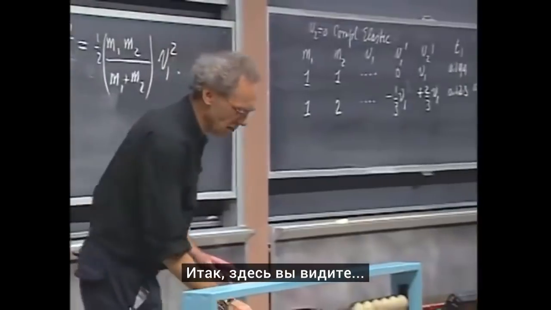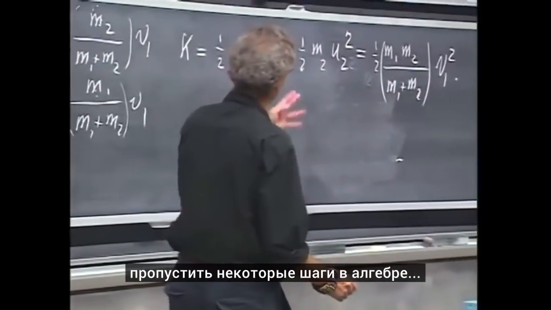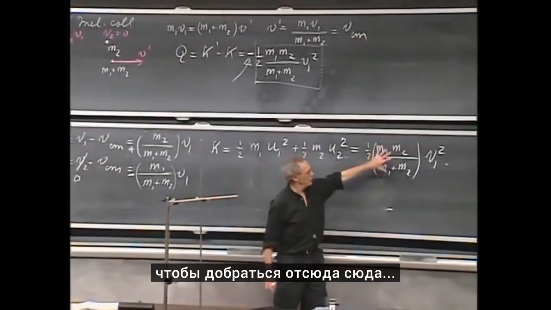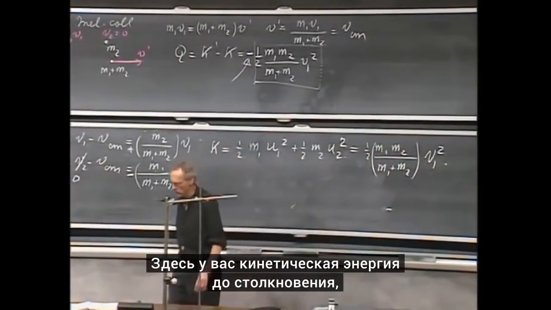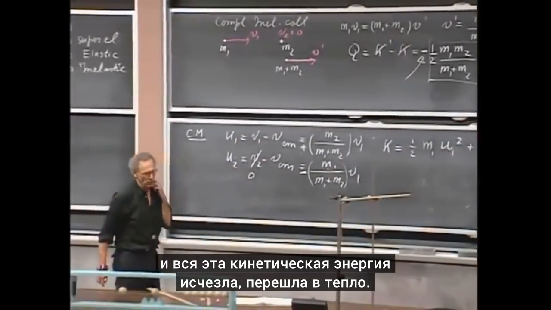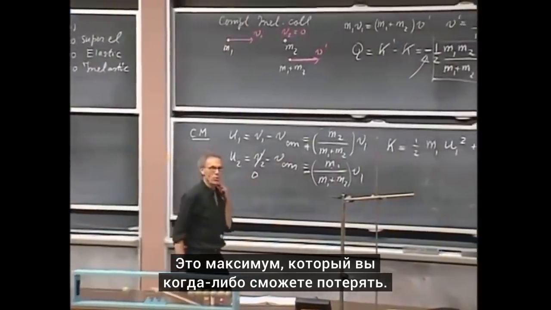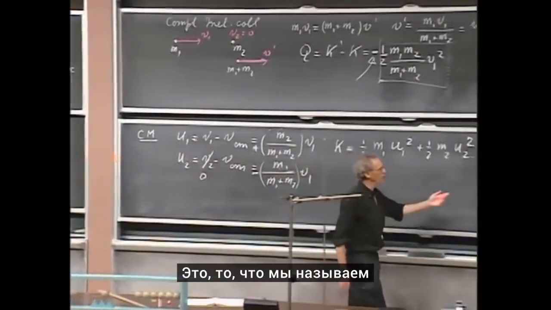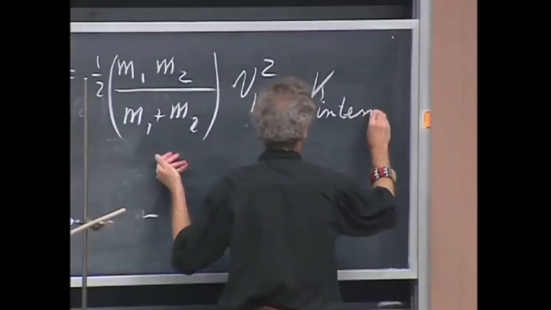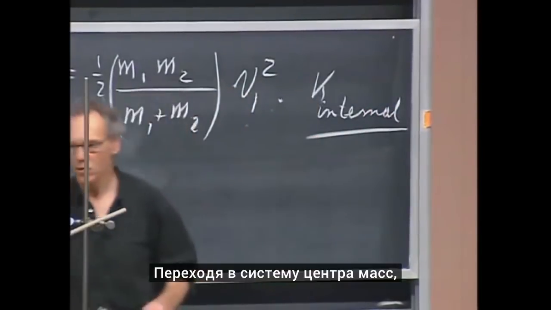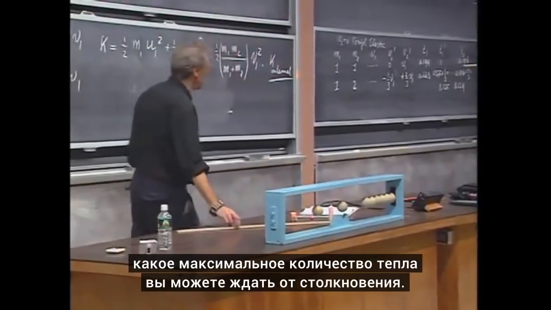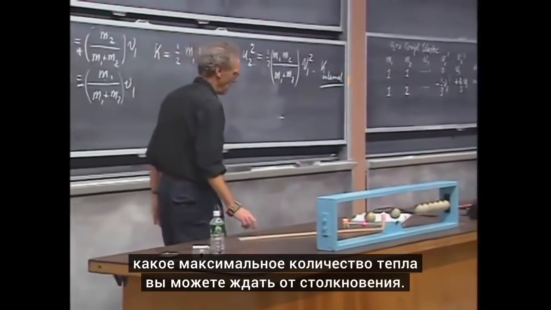And so what you see here, if you allow me for having skipped some steps in the algebra, you will have to do a little massaging to get from here to here. You see here, this is the kinetic energy before the collision, and all that kinetic energy is removed, went to heat. This is the maximum you can ever lose, and this is what we call the internal kinetic energy of the system. So going to the center of mass system, you can always immediately calculate what the maximum heat is that you can expect from a collision.